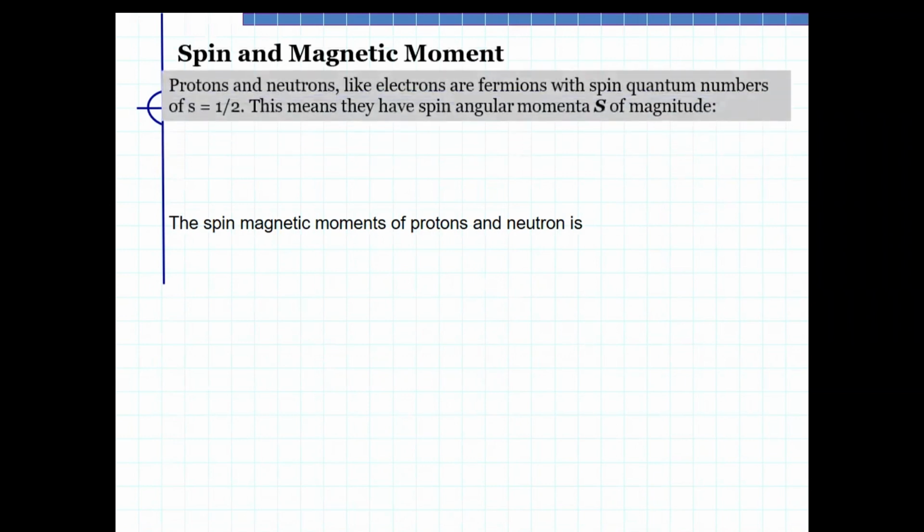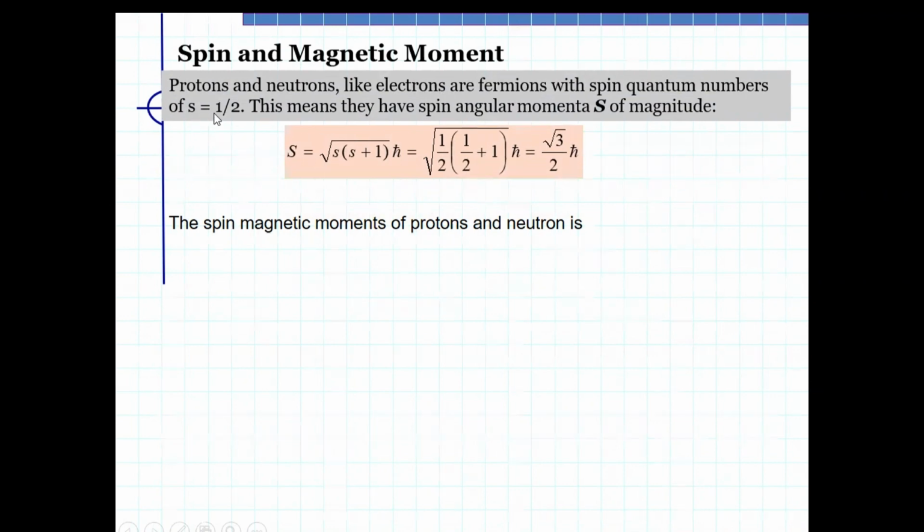Spin and the magnetic moments. Protons and neutrons, like electrons, are fermions, and they have spin. They have the spin quantum number of half, so each has a spin angular momentum. Spin angular momentum is given by square root of s into s plus 1 times h cut. Simplifying, we get root 3 divided by 2 times h cut.